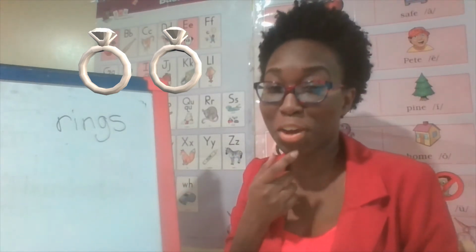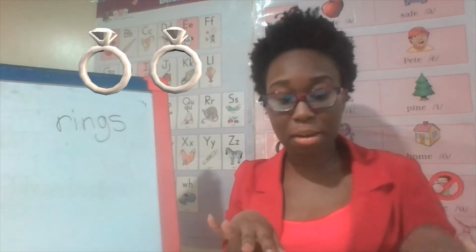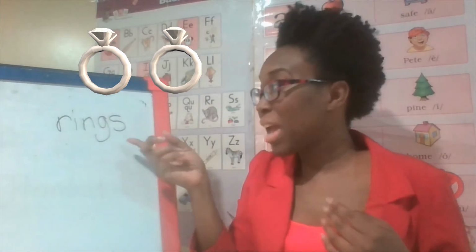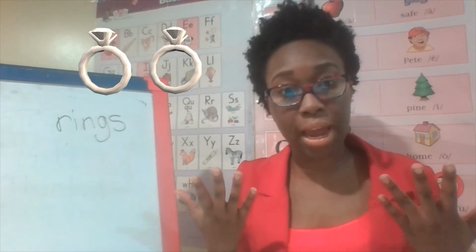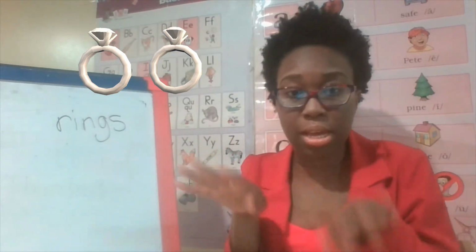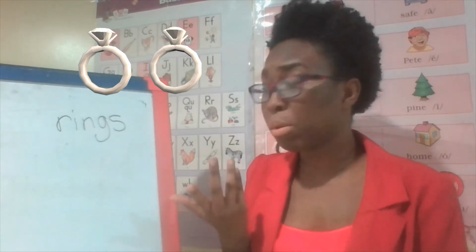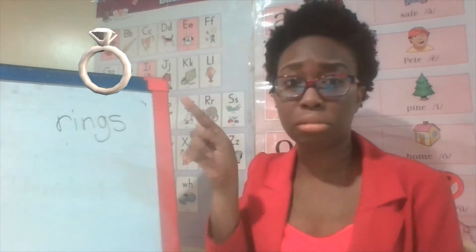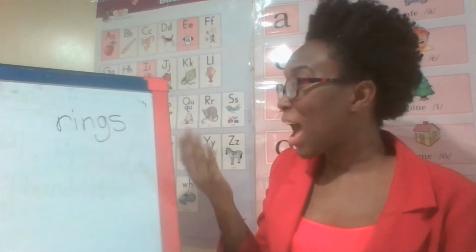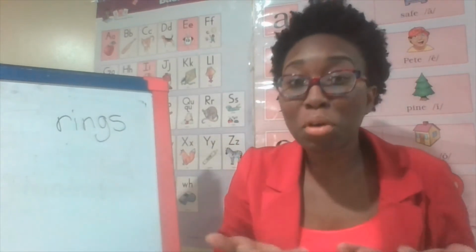Hmm, tricky one, right? Because if we're talking about an actual ring on your finger, when we add an S, it can be plural, right? You can say, oh, there's so many rings. She has so many rings. It becomes plural. But what if we're talking about an action? She rings the bell, right? So adding an S in this case made the word an action word.